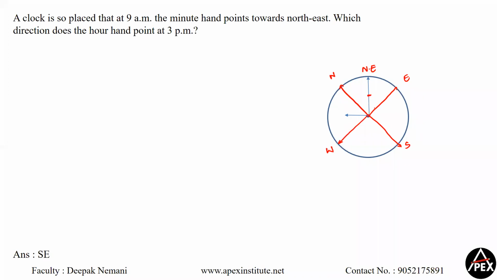Which direction does the hour hand point at 3 p.m.? At 3 p.m., we need to determine in which direction our hand will be pointing. So at 3 p.m., our hand will be exactly here. So what is this direction? This is between south and east. So southeast should be the answer.